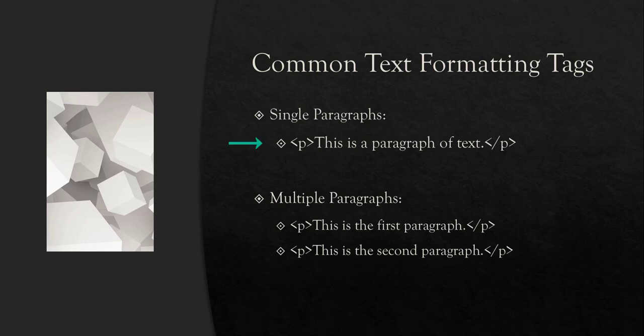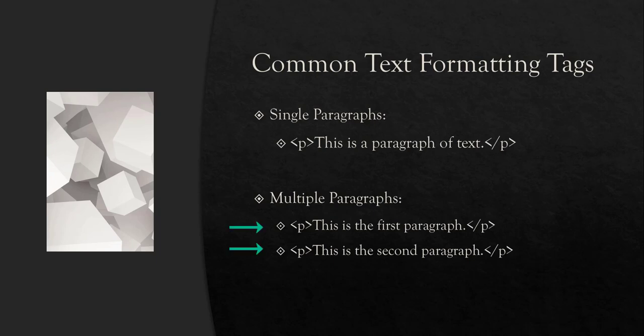In this example, the text "This is a paragraph of text" is enclosed within the opening and closing P tags. When this code is rendered in a web browser, the text will be displayed as a single paragraph on its own line. Multiple paragraphs can be included within the same document by using multiple P tags.